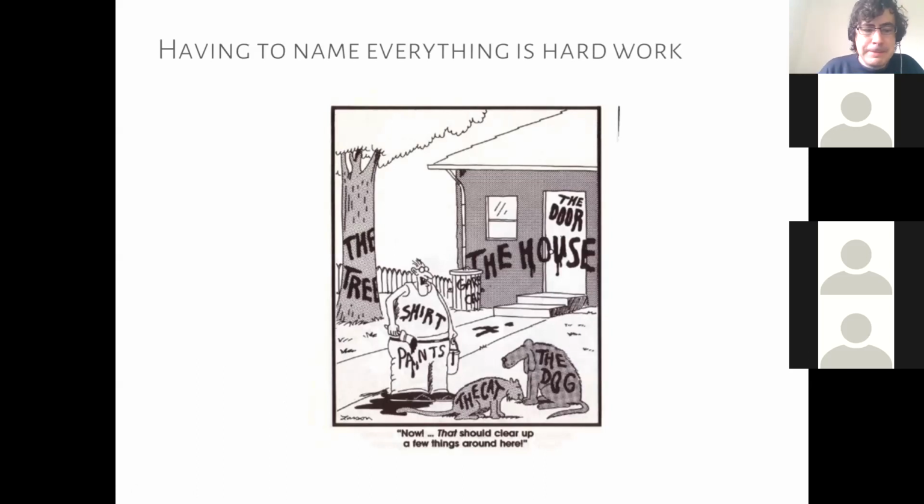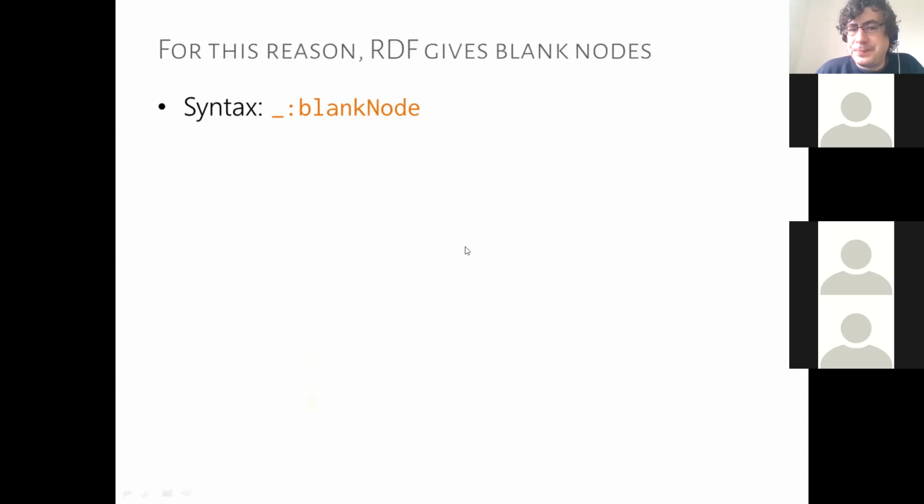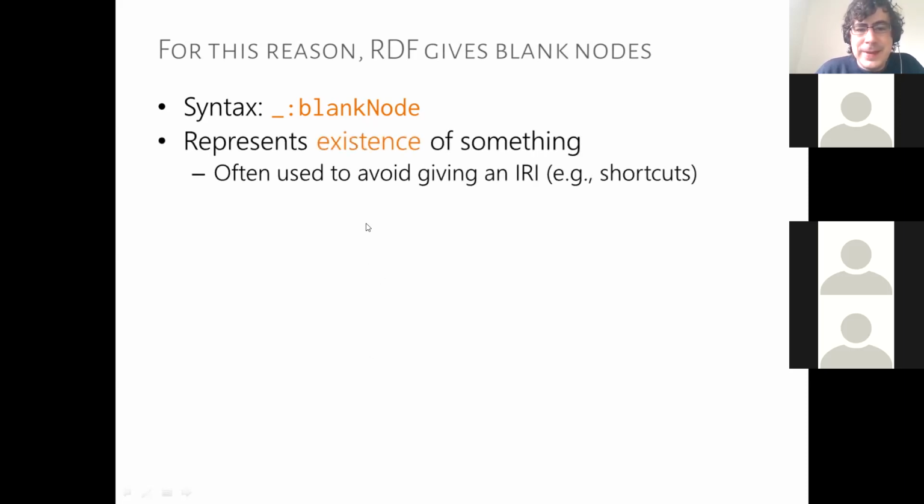This might be because there are certain things that are tricky to name, or maybe some things we don't know the value of. They exist, but we don't know what they are. So blank nodes allow us to skip naming something effectively. It allows us to create a node that doesn't really have a name. These blank nodes represent that something exists in that position, most often used to avoid giving an IRI.